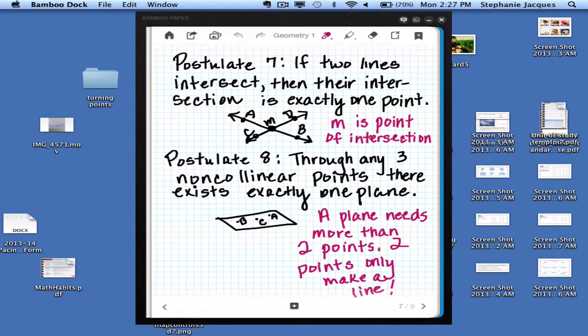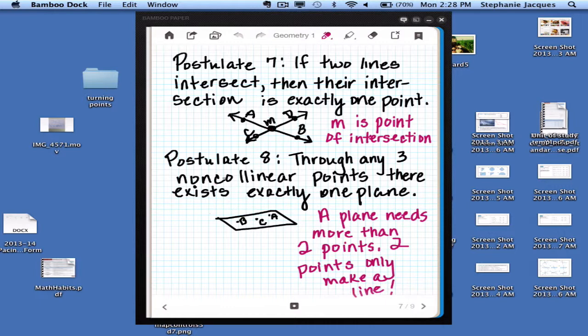Let's move on to postulate 7. If 2 lines intersect, then their intersection is exactly 1 point. So in this example, you have AB intersecting CD, and it makes the point M. I just made up those letters. There's nothing to say that you have to say M for intersection, but in this case, M is the point of intersection. These 2 lines can't intersect again. They can't create any more points because they're straight lines. If they bend down, then yeah, they would do 2. But these are straight lines, so they only intersect at 1 point.